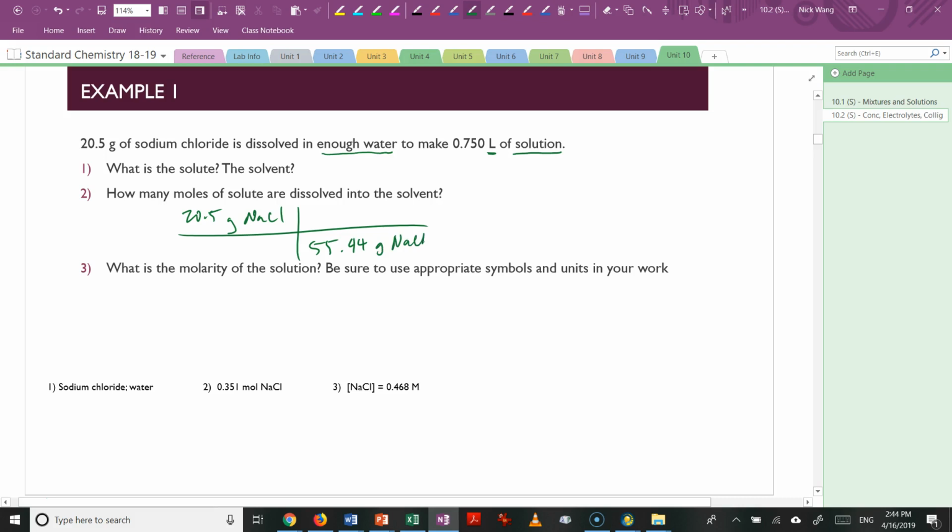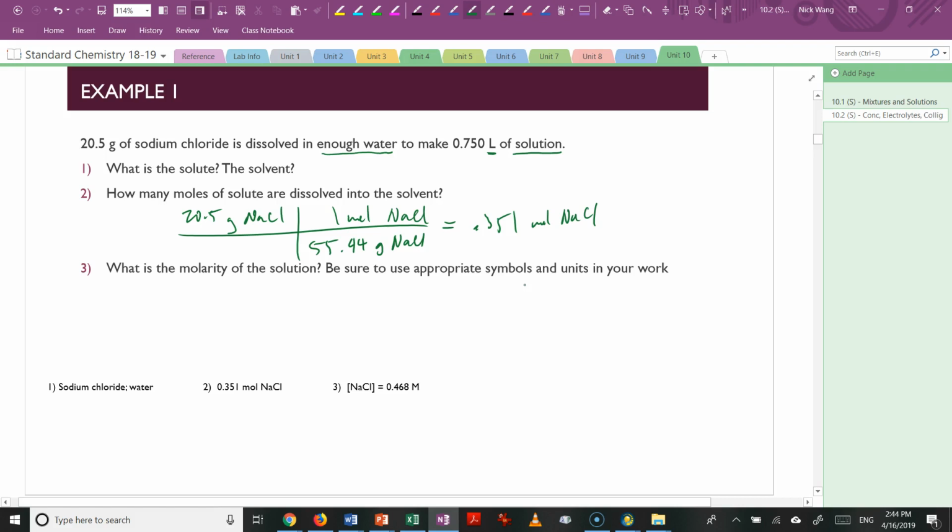58.44 grams of NaCl per 1 mole of NaCl. And that's going to generate 0.351 moles of NaCl. Now, what's the molarity of our solution? And then, being sure to use appropriate symbols and units in our work. All right, so what's the molarity of our solution?